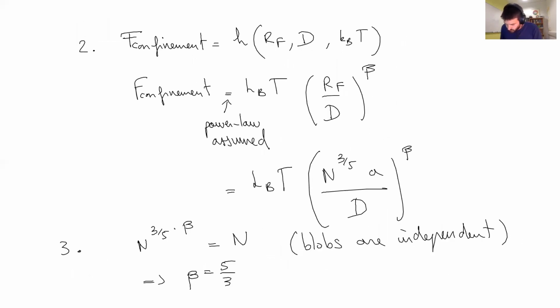Basically now in the Flory case, which is a bit different, well, it's not a power 2 that you have to put, but it's a power 5/3 because blobs are independent. Okay, I hope you followed me with this. Anyway, we assumed that blobs are independent, and therefore we end up with the fact that beta is fixed to 5/3. So this is the confinement free energy. Okay, with prefactors.